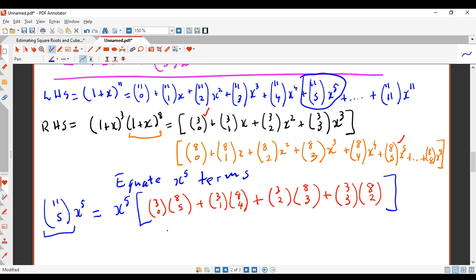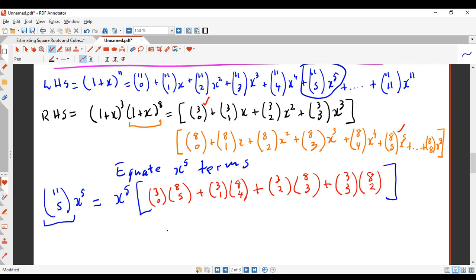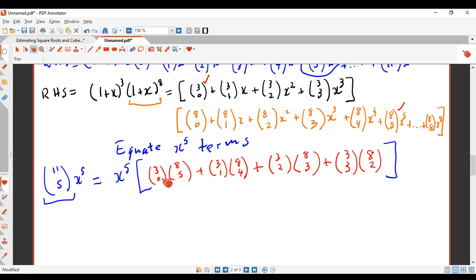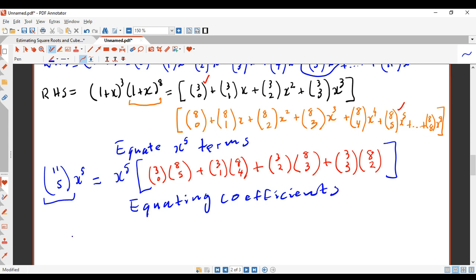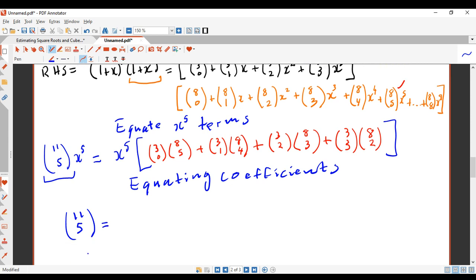Now, remember also that 3c0 is 1. That 3c0 is 1 and 3c3 is also 1. So when I'm equating my coefficients, I'm going to have 11c5 is equal to, instead of 3c0, that's just 1. So 1 times 8c5 is just 8c5.